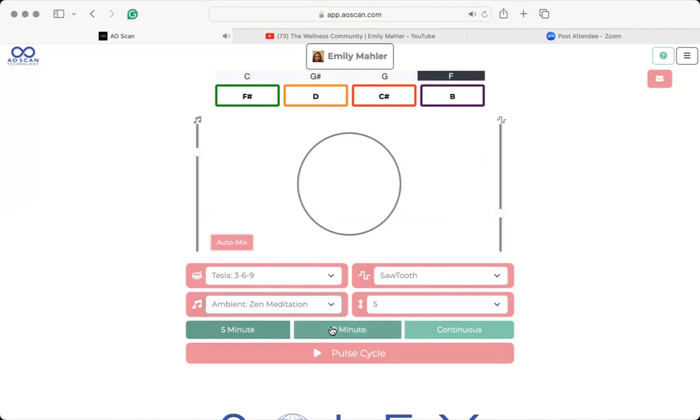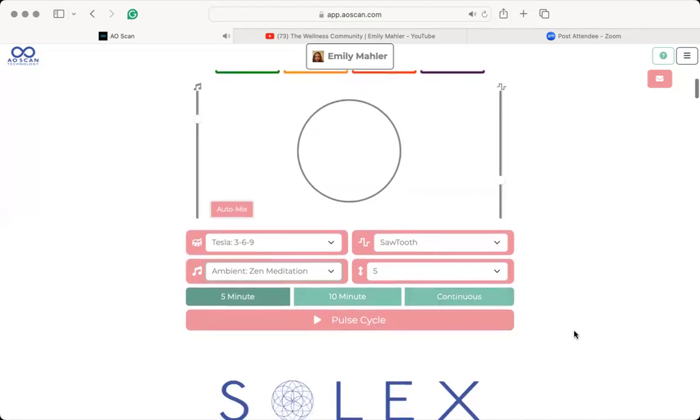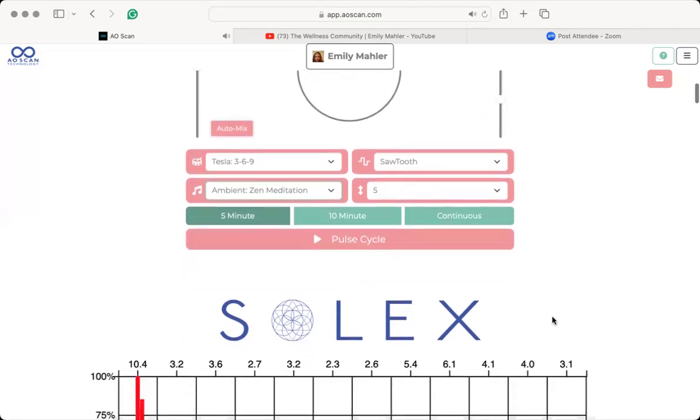And then you can choose the amount of time that you want to listen: the 5 minutes, the 10 minutes, or continuous. Then just hit pulse cycle and it'll play for that amount of time. If you hit continuous, it will play until you hit stop. I personally, at a minimum, like to do 5 minutes, and if you can do that 2-3 times a day, that's great. If you can do it more, that's awesome as well. The inner voice is all about supporting the emotions, and that correlates to your physical body as well.